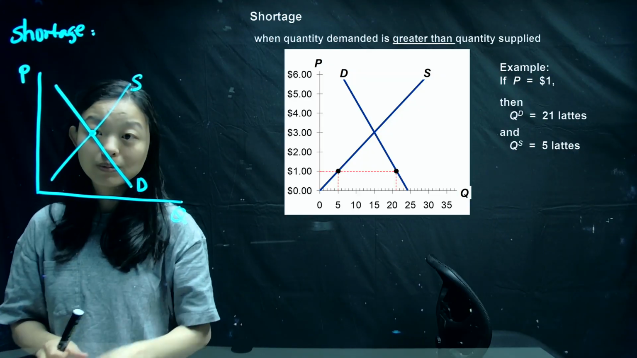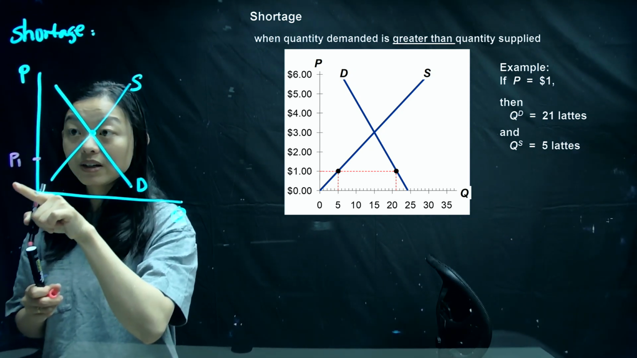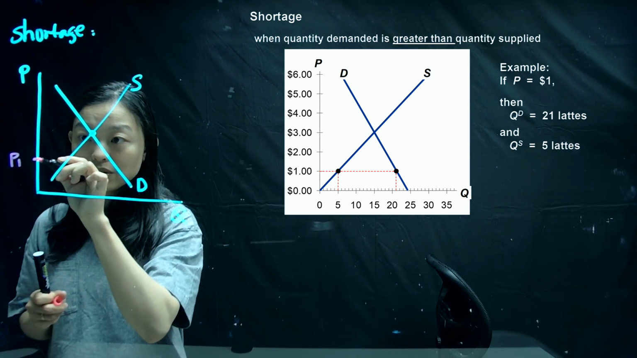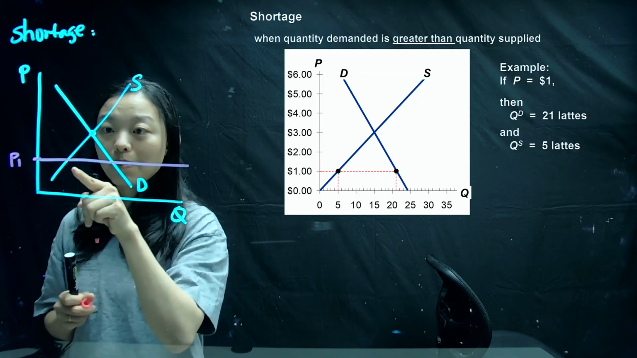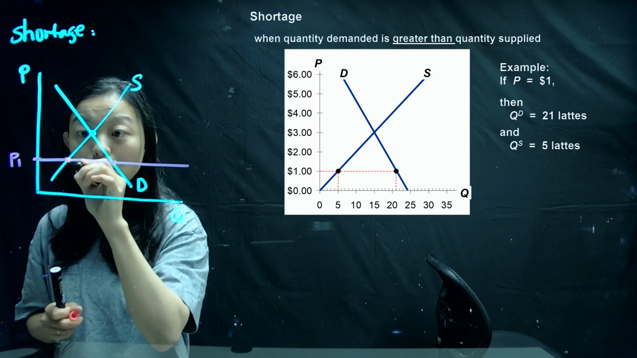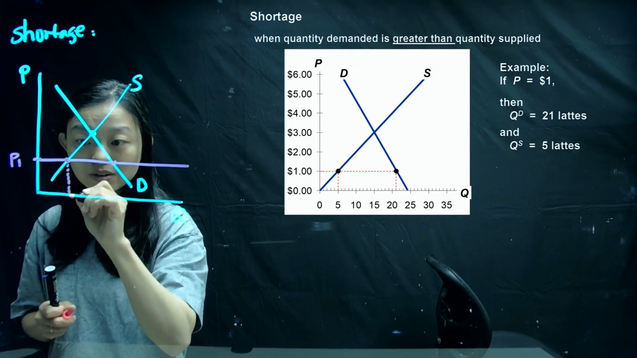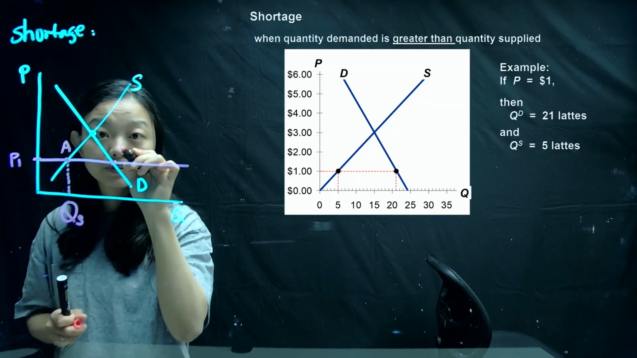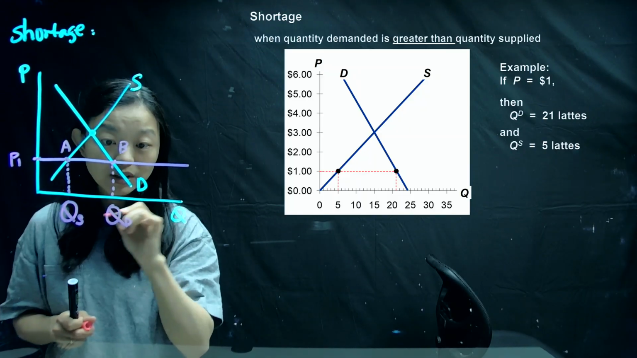However, now if we assume the market price is at this level, okay, this is P1. Currently, the market price is at this level. Very important: draw a horizontal line across demand and supply. So it creates two points. This is the point on the supply curve, so this will be our quantity supply. And this is the point on the demand curve, so this will be our quantity demand.